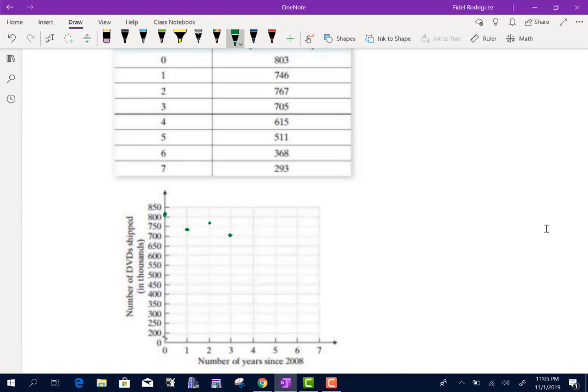Okay. In year 4, we're at 615, so I'm going to be just a little bit above 600. Okay. In year 5, we're at 511, so 511 is down here. Okay. Yeah, 511. And then, let's see, in year 6, we have 368.